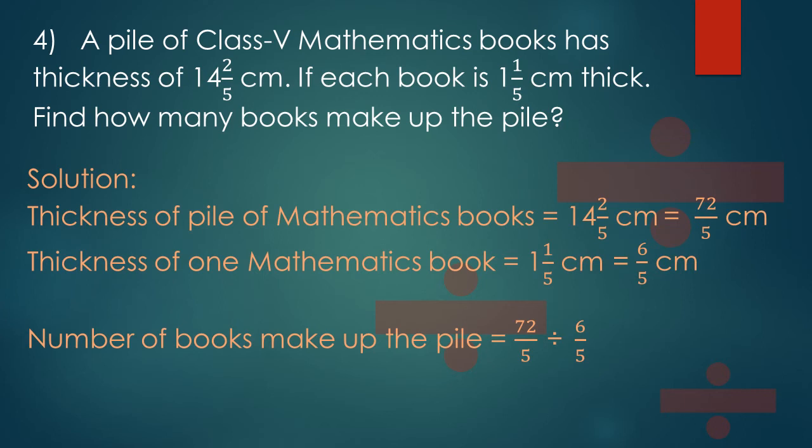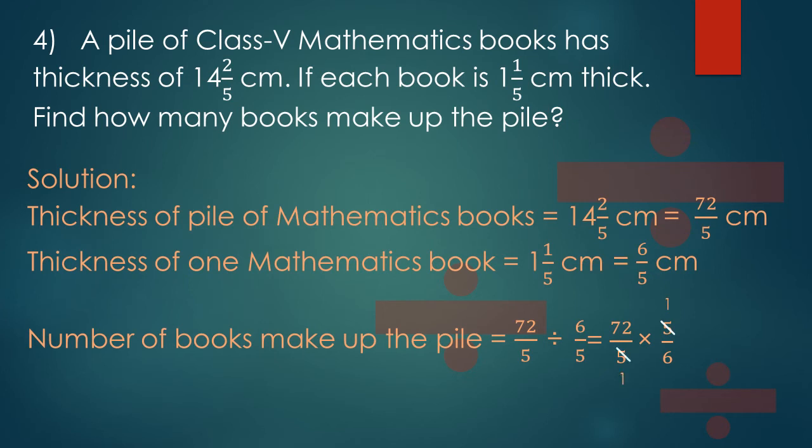Write 72/5 as it is. Change the division sign to a multiplication sign and write the reciprocal of the divisor, which is 5/6. Here I see both 5s are divisible by the same number 5. So cancel them out by 5. 5 1s are 5. Again 5 1s are 5.